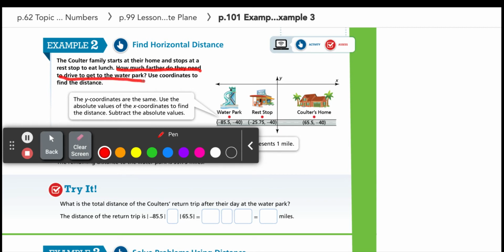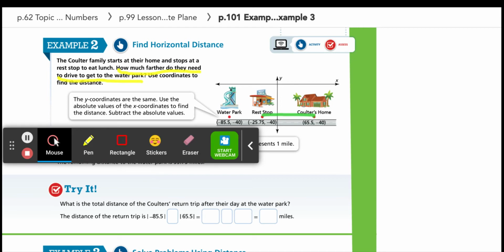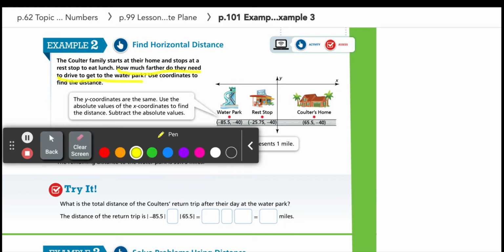So let's look at this picture. And if I extend these axes, you can see that we're really just looking at quadrants 3 and 4 of this coordinate plane. So the picture here is showing us how the family traveled from their home to the rest stop. But I don't need that information to answer the question. All I'm going to be finding out is how much farther they need to drive to get to the water park. So they drove from their home to the rest stop, but that's not important information. So let's erase that part. The real question here that we're going to be solving is how much farther do they need to drive to get from the rest stop to the water park.